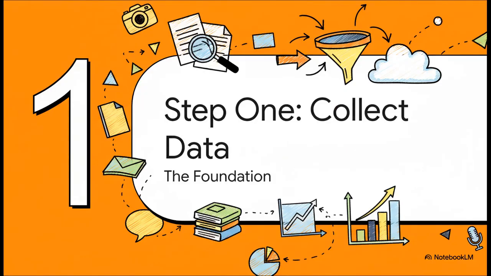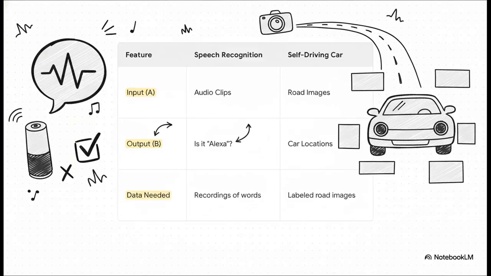All right, first up, collecting data. I mean, it makes sense, right? You can't teach a machine, well, anything, if you don't give it something to learn from. This is the absolute foundation. It's like gathering all the raw ingredients before you can even think about cooking. And this really shows that A to B mapping in action.